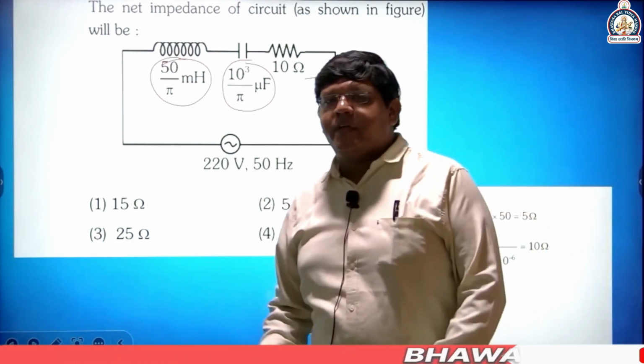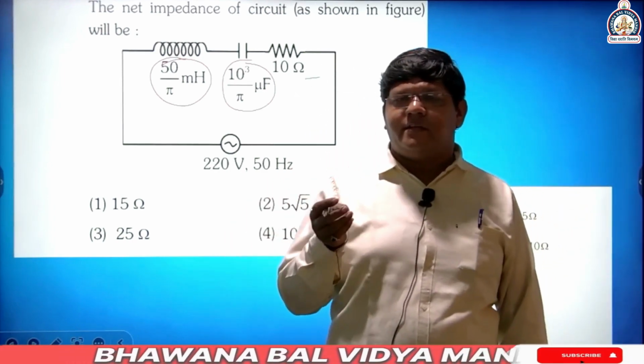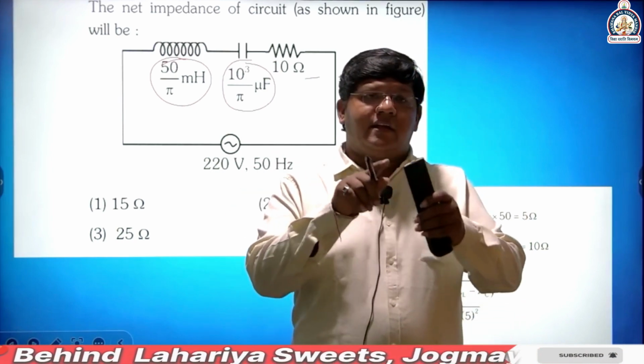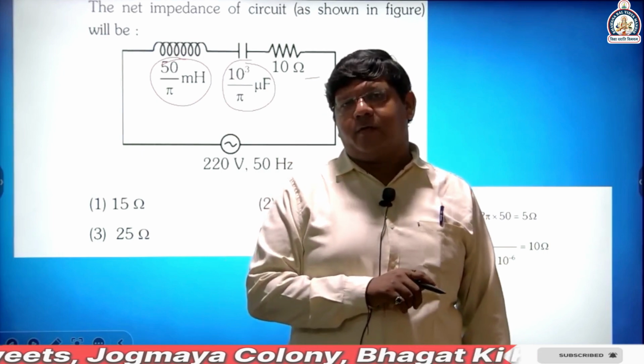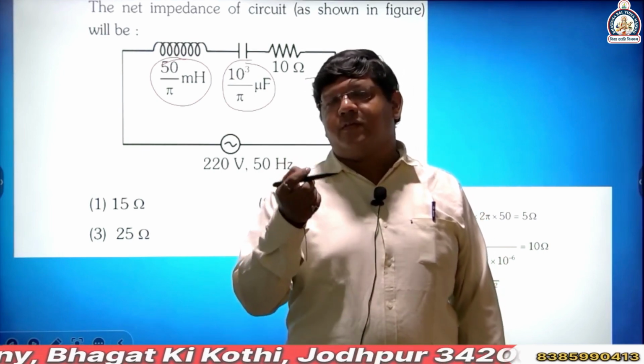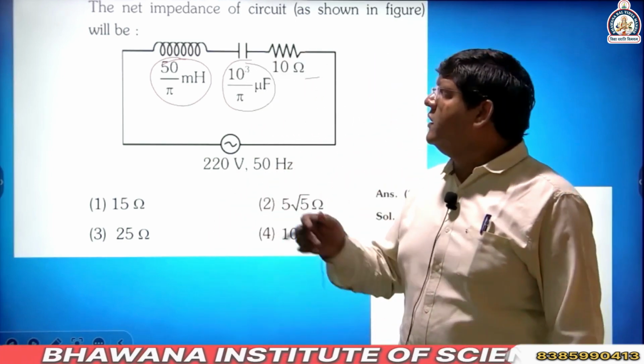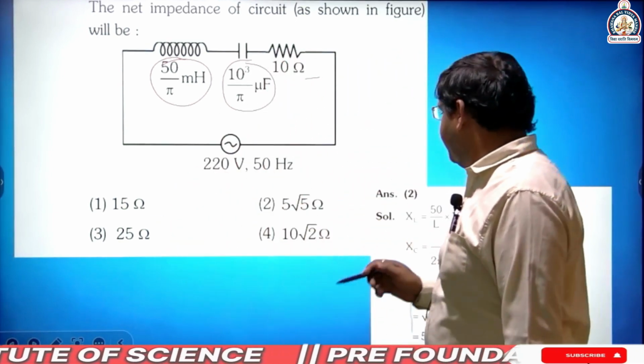We all know if in a circuit resistance, inductance and capacitance are all present together, then the combined circuit is known as an impedance circuit. The hindrance offered in the path of current by the collective effect of resistance, inductance and capacitance is called impedance. We have to calculate the value of impedance.